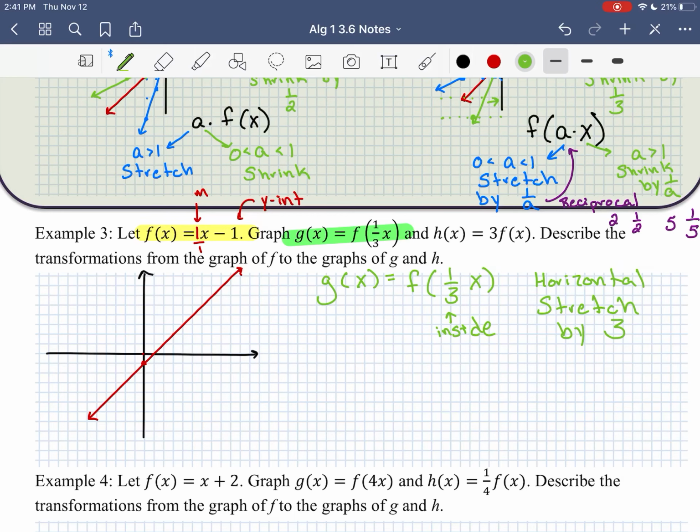So that means I need to stretch it horizontally. I need to pull it out 3 times as far. So I take, let's say, this point here. It's over 1. I need to now make it over 1, 2, 3 times as far. This one here, over 2, so that would be 2, 4, 6 as far. Okay, this is over 3, so that'd be 3, 6, 9 as far. And connect your dots.